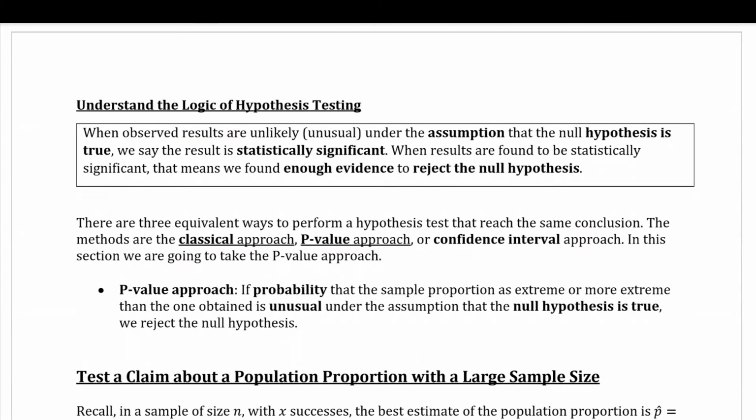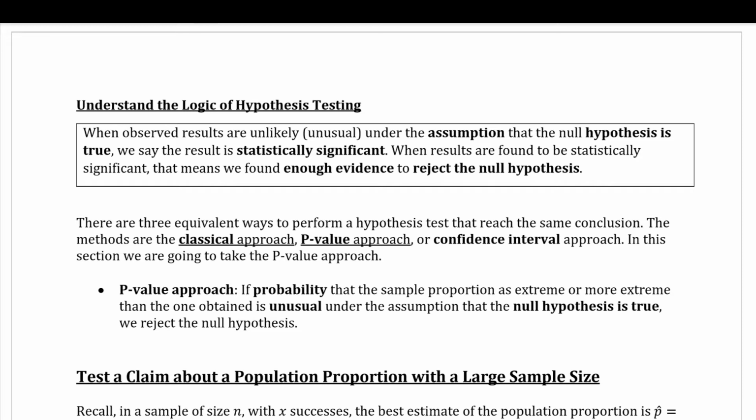Okay, so to understand the logic of the hypothesis test. When observed results are unlikely or unusual, under the assumption that the null hypothesis is true, then we say that the result is statistically significant. When results are found to be statistically significant, then that means we found enough evidence to reject the null hypothesis.